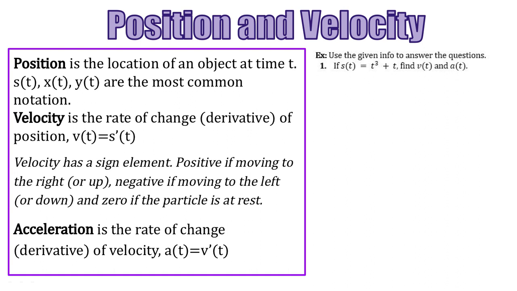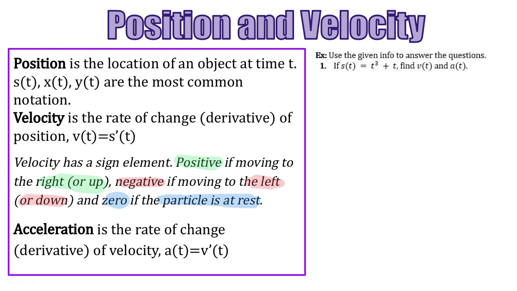Something important to note, velocity has a sign element. If we are moving and we have a positive velocity, that means that we're moving right or up, depending on what type of position function we're using. If we have a negative velocity, that means that we're moving left or we're moving down. If the velocity is zero, then our particle or our object is at rest.